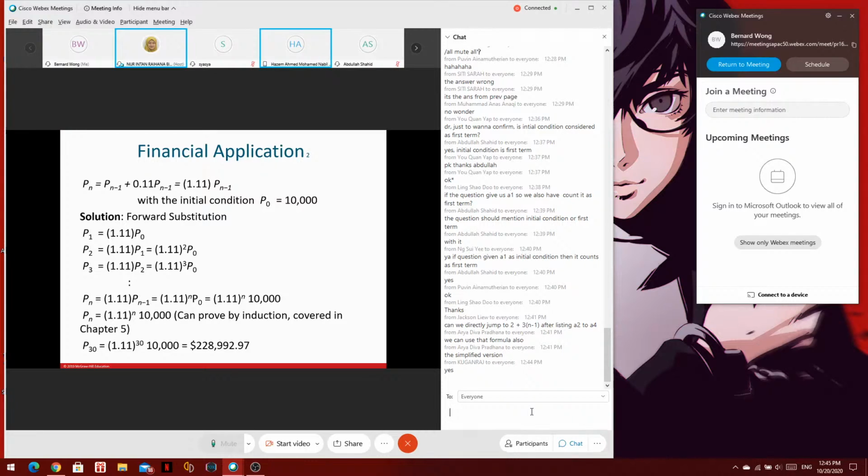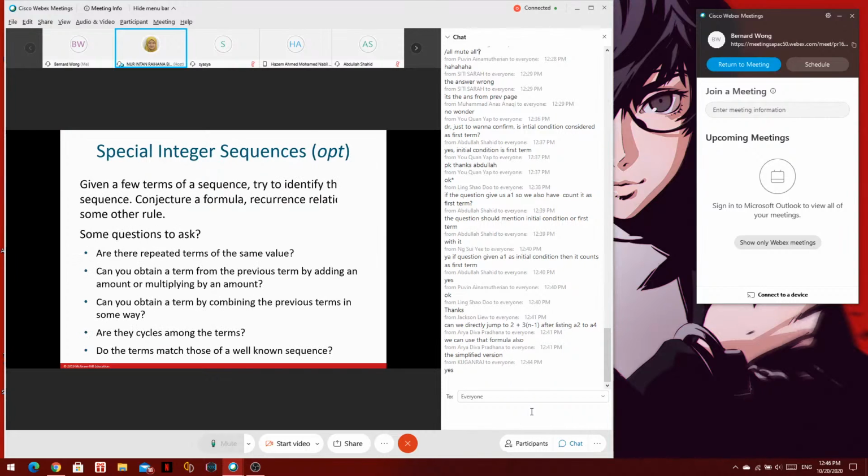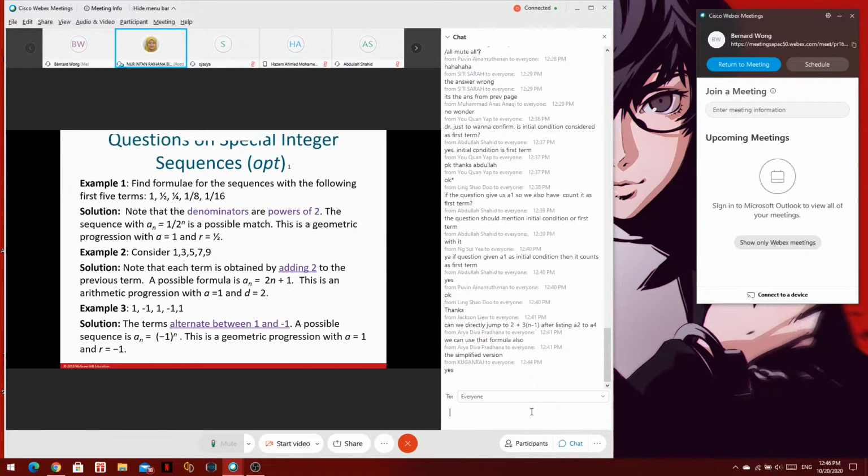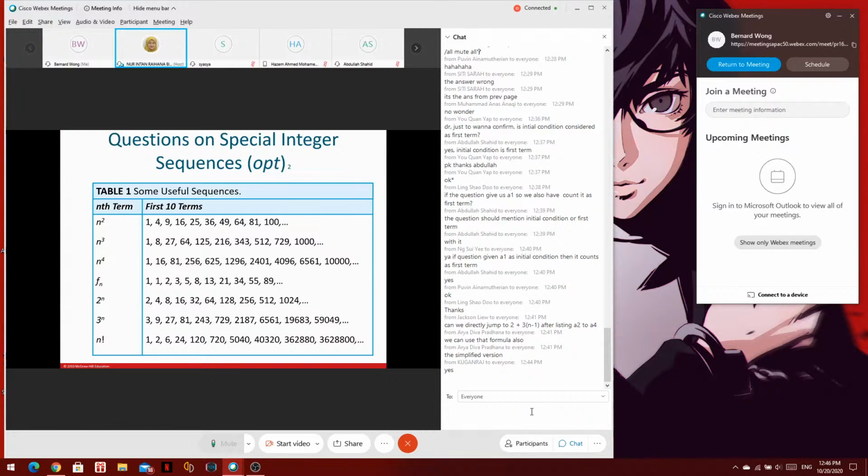Ma'am, you can take a picture of it. You can take a picture of what you draw. Yes, I think so. This one is basically the same thing as just now, just applied on the financial area. This keep special integer. This one is op as well.